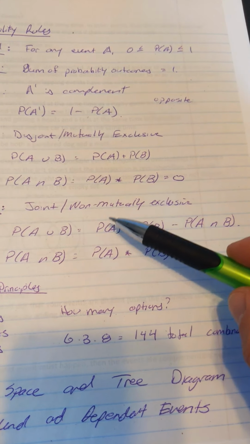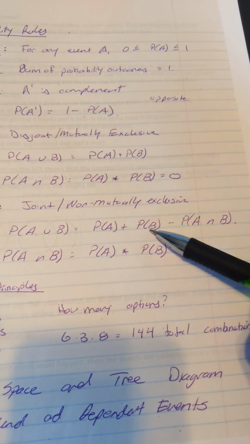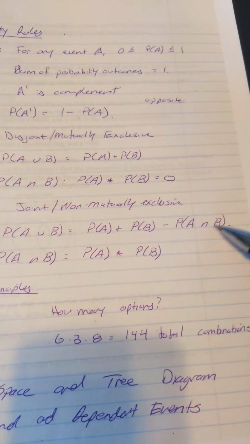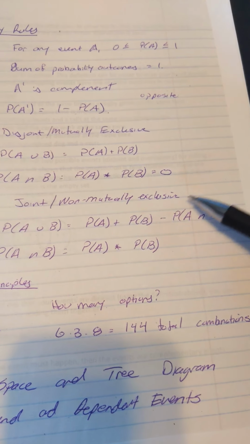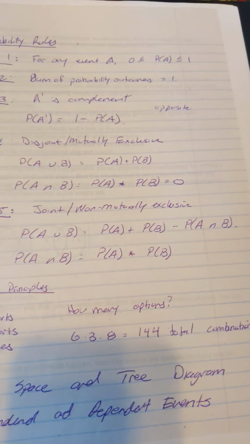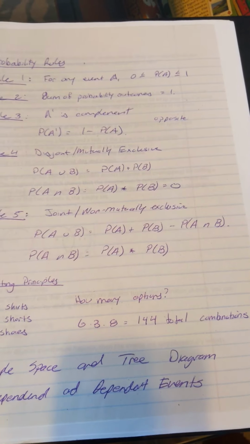Probability of A or B, A union. You do have to take a probability of A plus the probability of B minus the overlap, because they do overlap. They're non-mutually exclusive, so they can happen at the same time, and that's where this overlap comes from, to help you solve those problems right there.